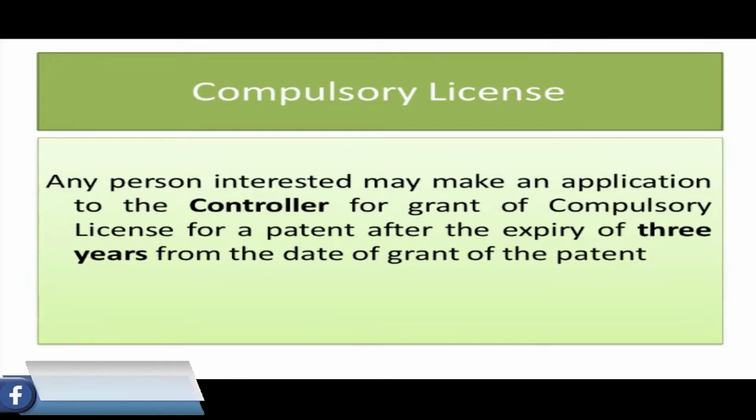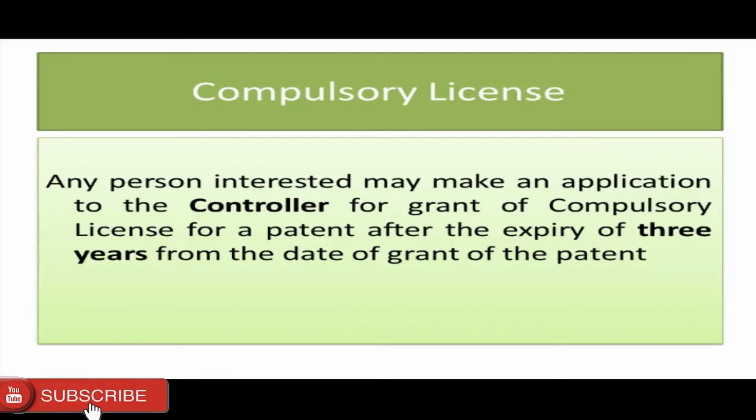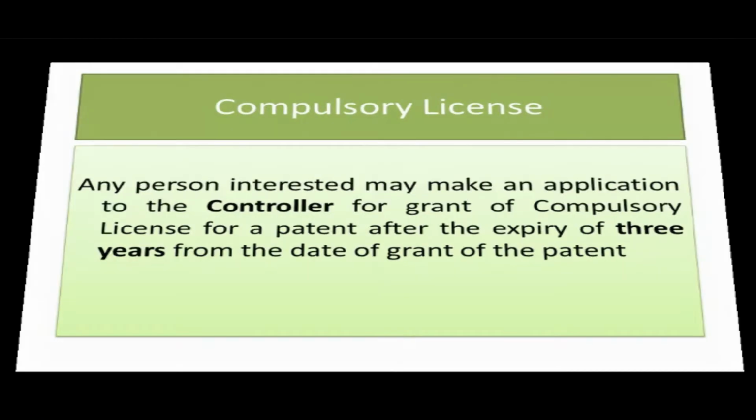A period of 3 years is given to the patent holder to show his bona fides, like setting up of an industry and manufacturing and selling the patented article. So that's a period that is granted to the patent holder, the patentee, and any person interested may make an application for a compulsory license only after an expiry of 3 years. That's a period that is stipulated there.